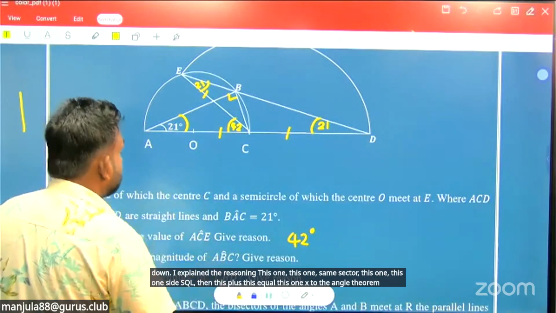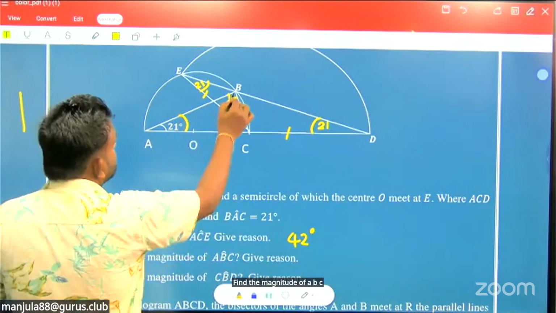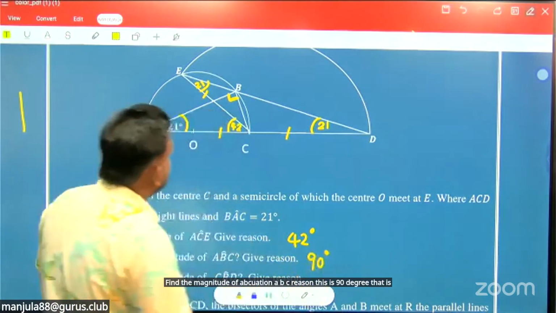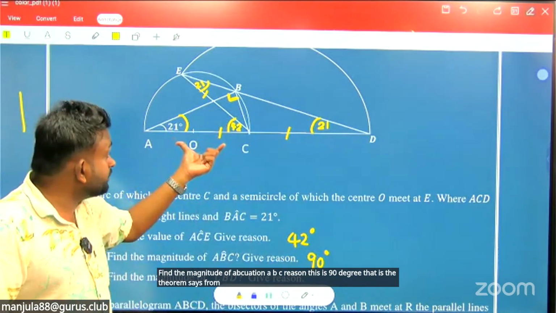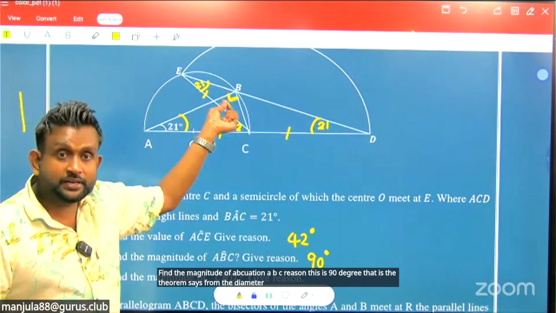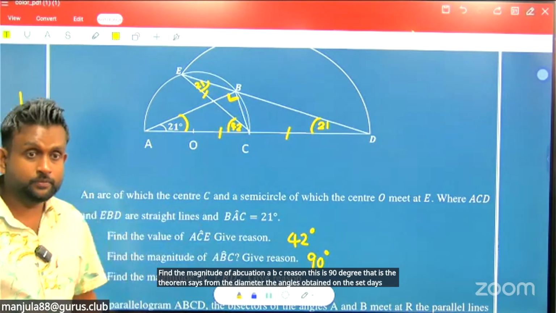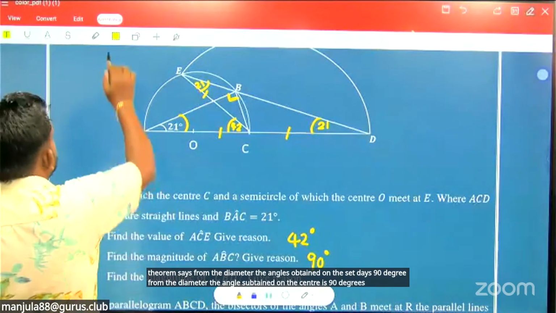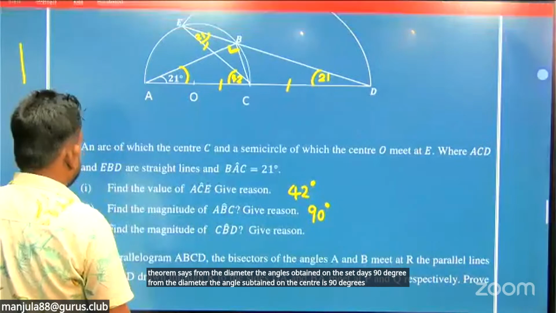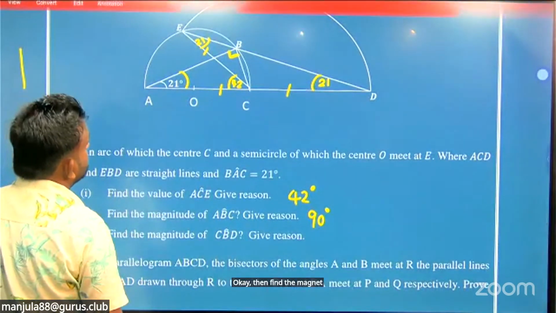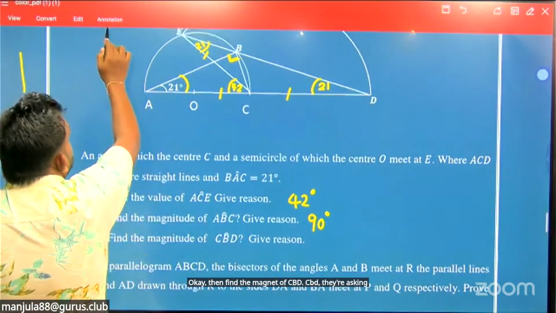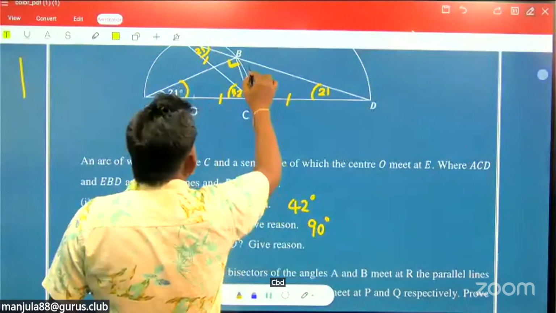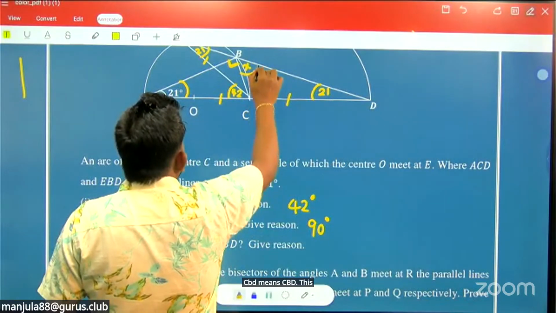Find the magnitude of ABC, give reason. ABC, this is 90 degrees. The theorem says that from the diameter, the angle obtained on the sector is 90 degrees. Okay. Then find the magnitude of CBD. They are asking CBD to find. CBD means this angle is asked, I write it as X.